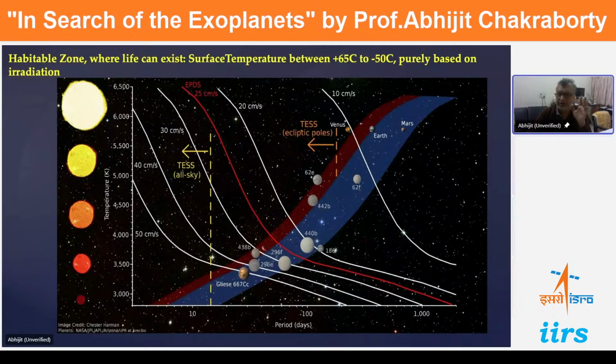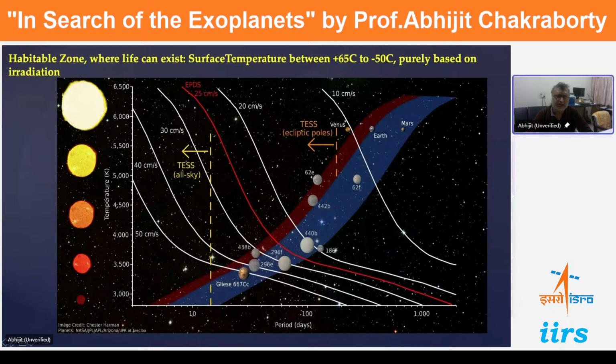We have not found any, and though we have more than 5,500 planets known so far using the transit method and radial velocity method, still we have not come across a single system where you have an Earth twin, that is, an Earth-like planet lying in the habitable zone.